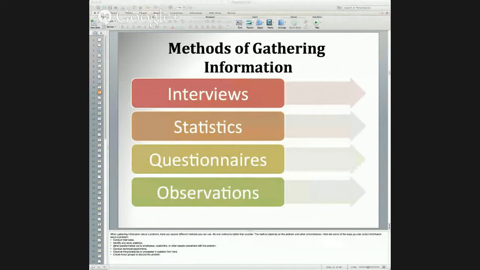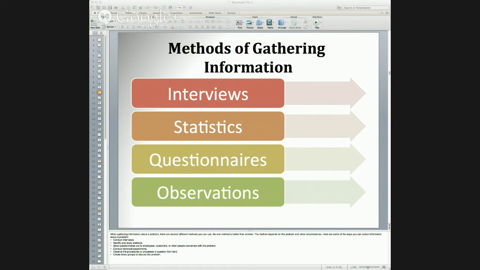Let's talk about the methods of gathering information. When gathering information about a problem, there are several different methods you can use. No one method is better than another. The method depends on the problem and other circumstances. Here are some of the ways you can collect information about a problem. Number one, conduct interviews. Have an interview with the person to get more information about this problem.